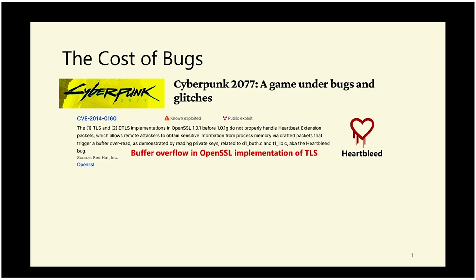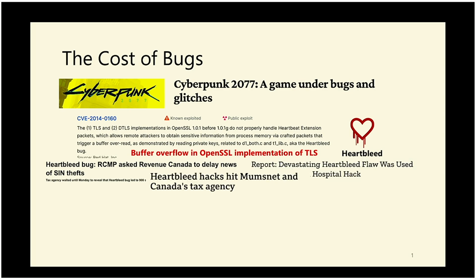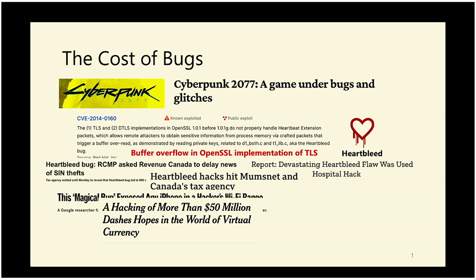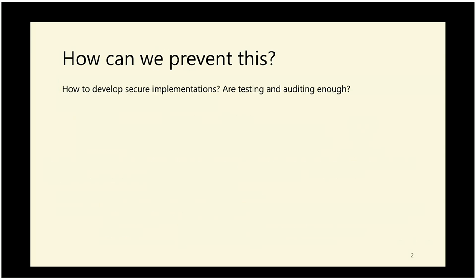Now, if you take one buffer overflow in the OpenSSL implementation of TLS, that's Heartbleed, is it important? Well, with this one buffer overflow, you can steal social insurance numbers, hack hospitals, hack tax agencies, and this is one bug. And there are many other bugs and vulnerabilities like this, right? So there is some software which is extremely critical and in which the presence of one bug can cost a lot.